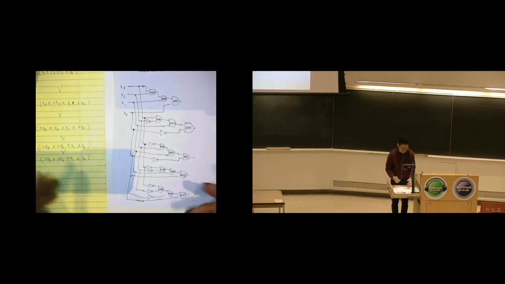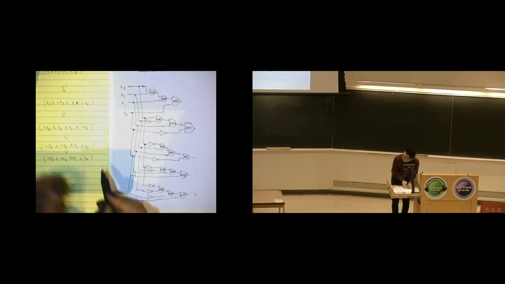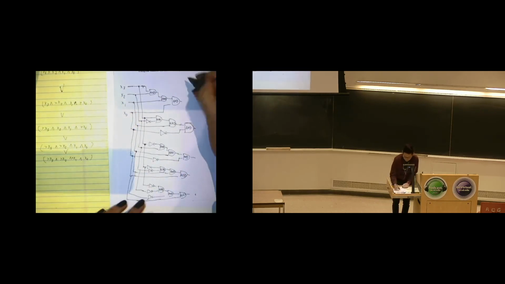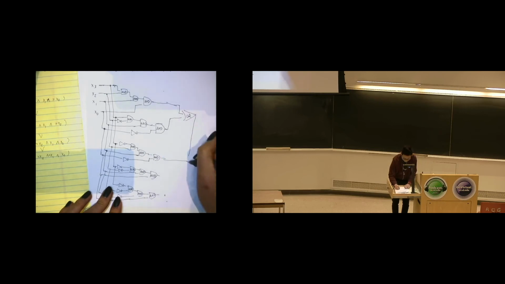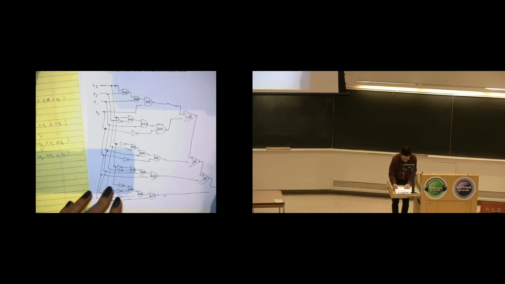Okay, alrighty, now the fun part. Now let's combine them. There's a bunch of ORs here, so whatever you get here, OR them together. And then just keep ORing it. OR here, and OR with this as well. And that's your output, Y.